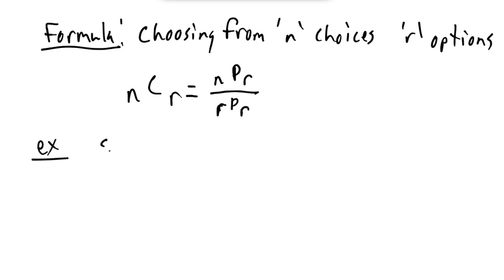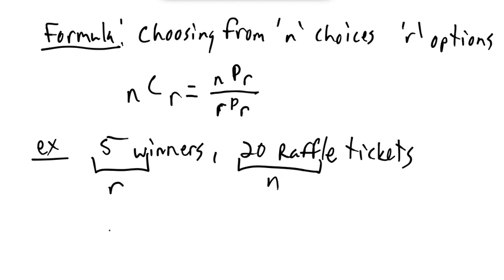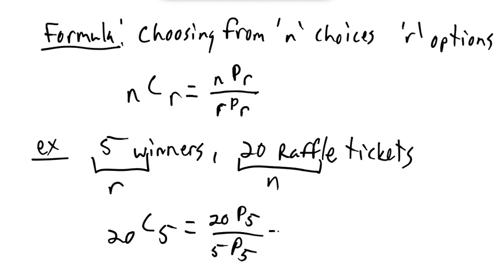Let's say we had those 5 winners from the raffle tickets, from 20 raffle tickets. All right, so we're choosing from 20 people, and we're picking 5 winners. So this is going to be 20 choose 5 of them. What is that going to be? That's the same thing as 20 permute or pick 5 divided by 5 pick 5.